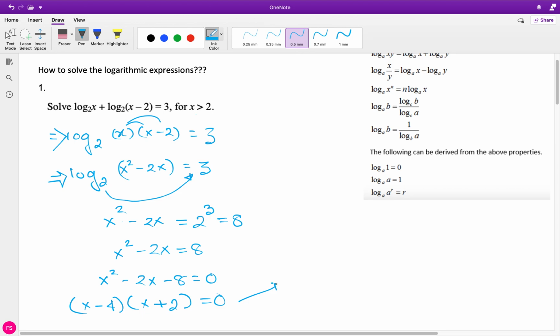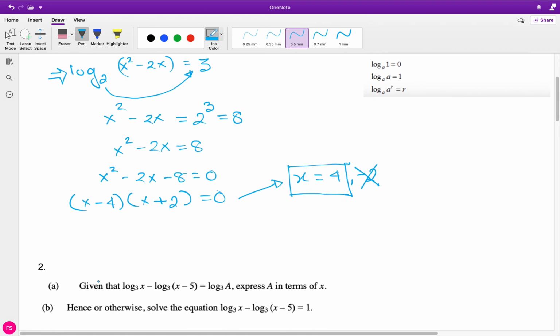According to this, your x has two values. One is x equals 4 and the other one is x equals negative 2. Now, we know this condition already. x has to be greater than 2. That means this answer is not valid. Our answer to this question is x equals 4. Okay, so this is how we can solve a simple logarithmic expression. Let's move to the next question.